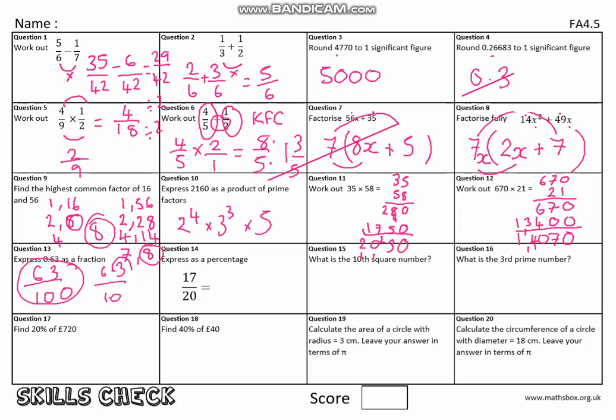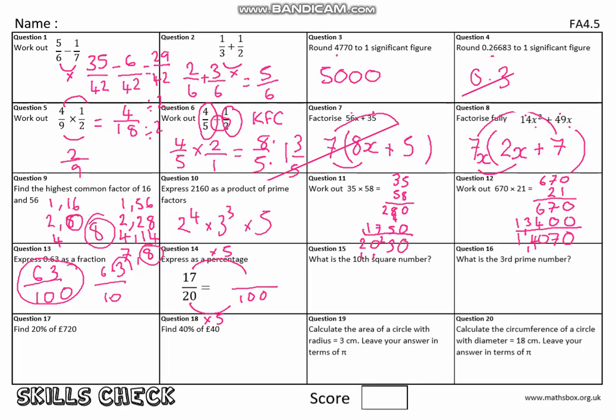So then it says, number 14, express this as a percentage. So I've got 17 over 20. Now percentages are always out of 100, so I've got to get my denominator to be out of 100. So what have I got to do to 20 to get it to 100? I've got to times it by 5 to get 100. And I'm going to have to do the same to the top. So if I times 17 by 5, then I should get 85.